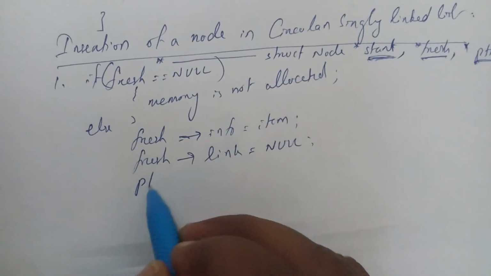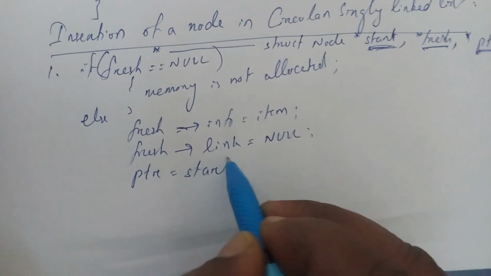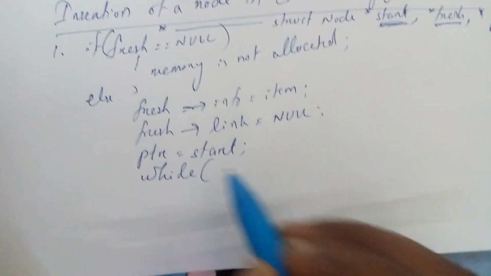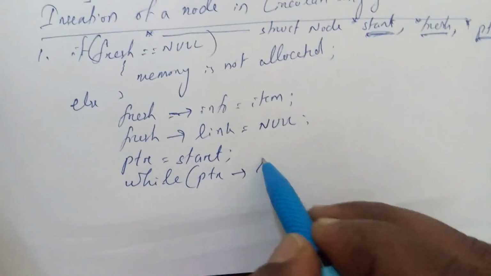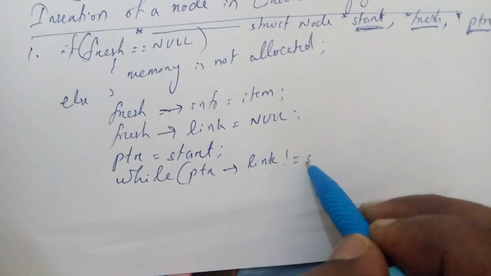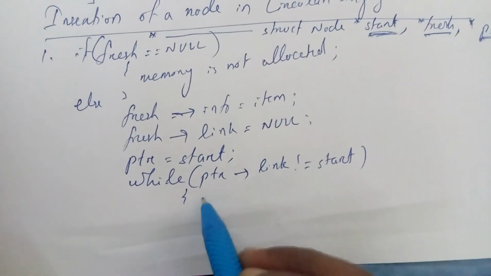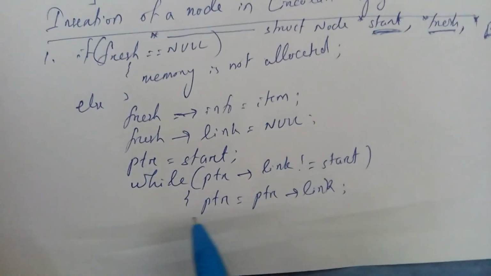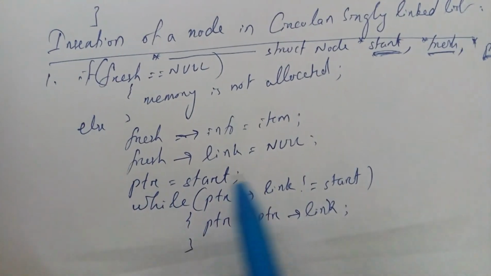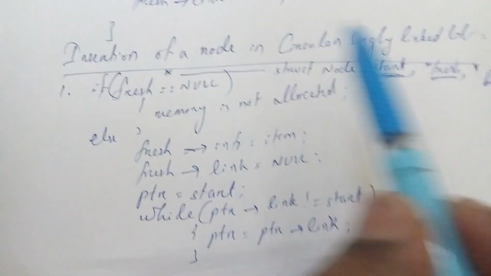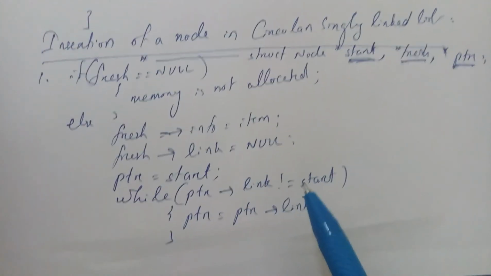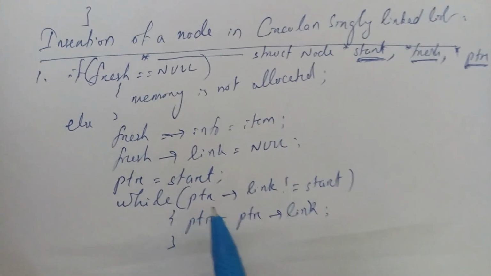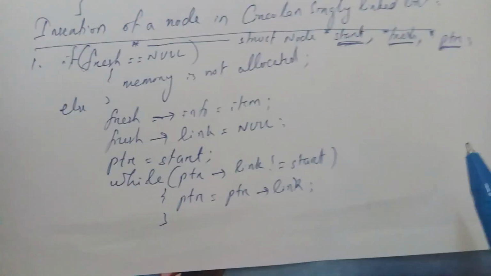So here we'll set PTR equals start. Then we move PTR: while PTR link not equals start, PTR equals PTR link. That means using the while loop we are moving PTR to the last node, and we know that this is a circular singly linked list, so the last node will contain the address of the first node. Until PTR link is start, we have to move PTR by PTR link. So at last PTR will be at the last node.